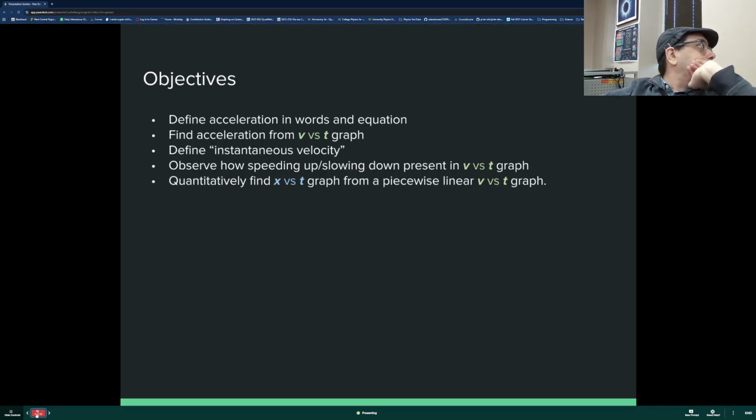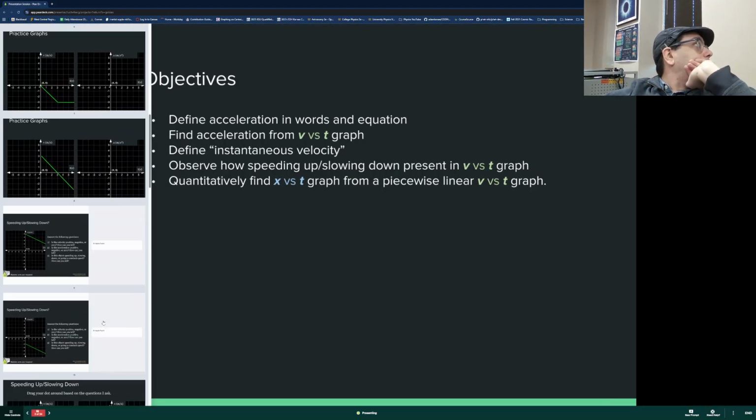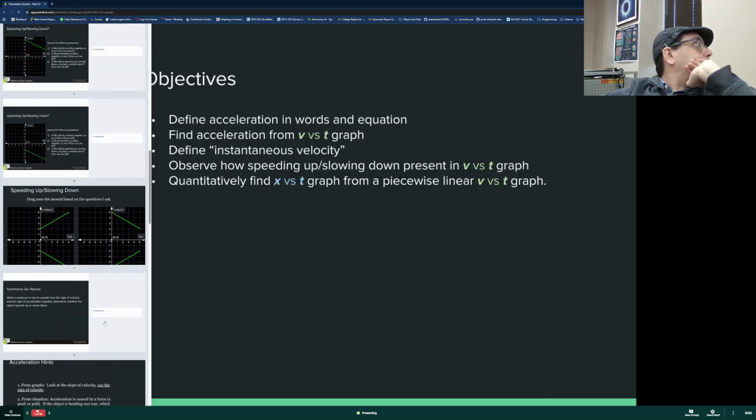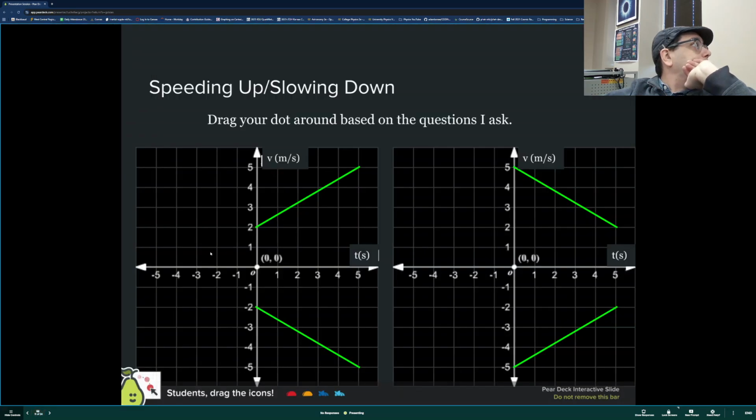The main thing that we're gonna do out of this slide deck is to talk about motion diagrams. But before we completely get there, as a review, you don't have to enter in the response. We can just do it out loud as a group. So I have these four velocity versus time graphs. Which graphs show an object speeding up?